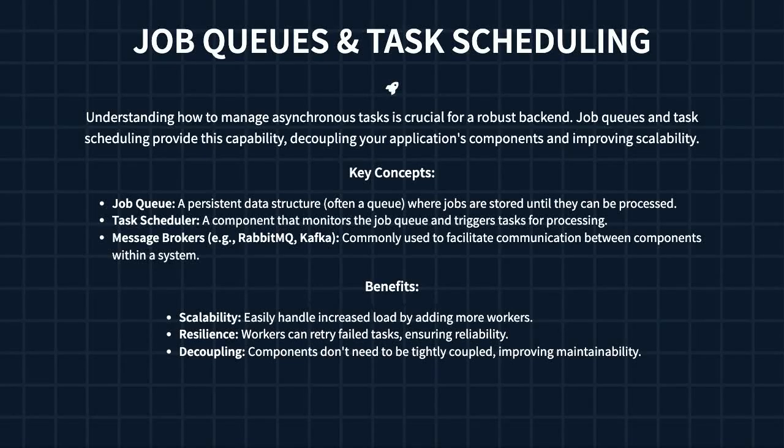Okay, let's talk about job queues and task scheduling. These are super important for building really solid backend systems. Think of a job queue as a waiting line where tasks go when they need to be done. A task scheduler is like the person who looks at that line and hands jobs off to workers. Message brokers, like RabbitMQ or Kafka, help make sure all these different parts of the system can talk to each other smoothly. The main benefits are you can handle a lot more requests, things don't break so easily if one part fails, and it's easier to change things around later on because everything is nicely separated.